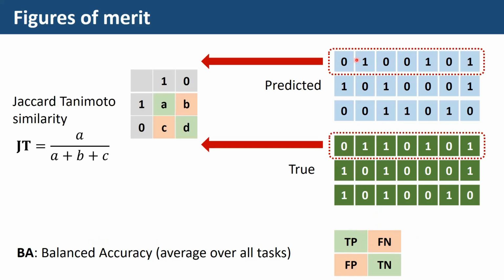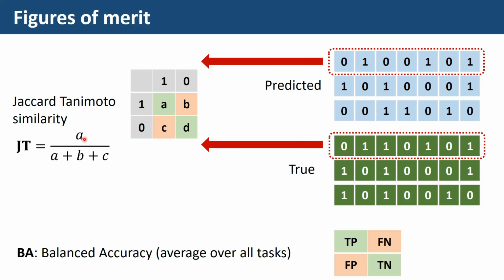Each row here is the predicted fingerprint, and here in the green matrix is the true fingerprint. So we expect this row to be very similar to this one. And how can you evaluate similarities between binary vectors? There are many indices, but the most common one is the Jaccard-Tanimoto similarity.